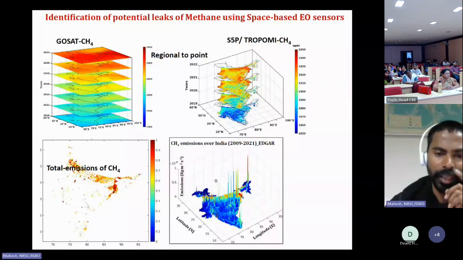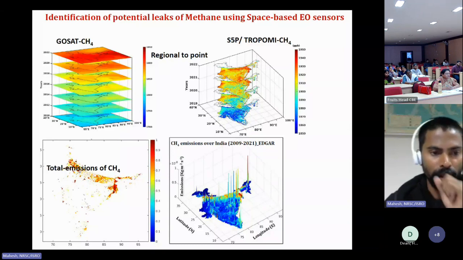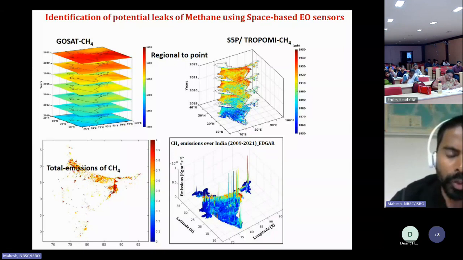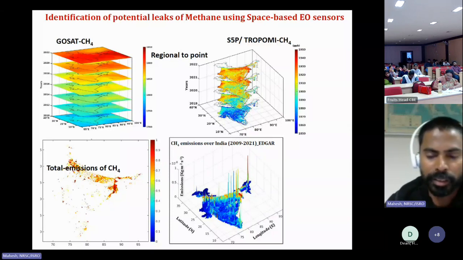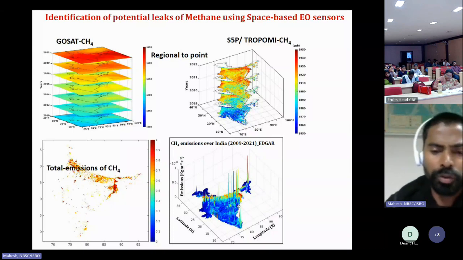These are all high concentration zones of methane, the strong emissions of methane over the Indian region, especially if you see the Indo-Gangetic Plain region and also some part of northeastern region is emitting more methane. To clearly understand, we have applied statistical methods on this emission data, methane emissions, to highlight the significant zones of methane leaks, methane emission zones.